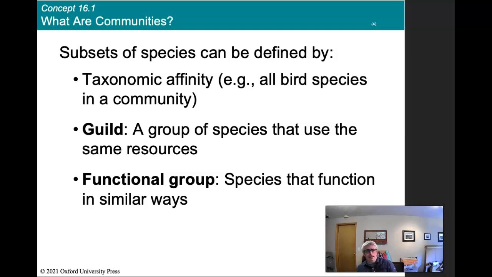Or we could look at guilds, which is a group of species that use the same resource. So on the intertidal, you can have barnacles and what's called a porcelain crab. And a porcelain crab is a small intertidal to subtidal shore crab that looks different than most of the shore crabs you see when you roll a rock over. Instead, these typically have big, flat pinchers, and they're actually filter feeders as well.